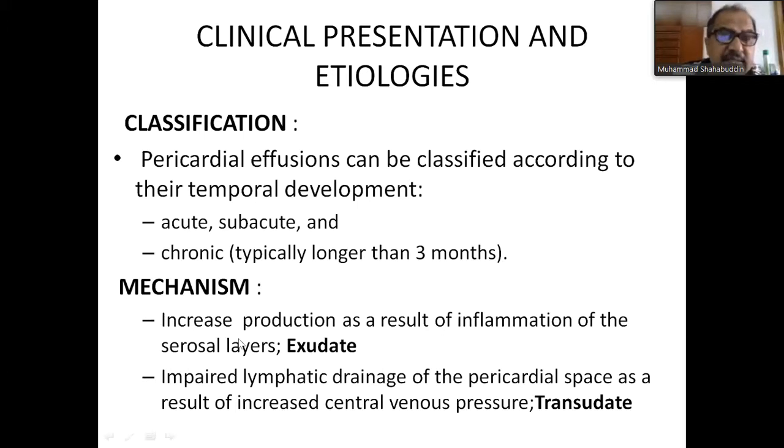And the mechanism: there is increased production, either by exudate or by transudate. Increased production as a result of inflammation of the serosal layer is called exudate, and impaired lymphatic drainage of the pericardial space as a result of increased central venous pressure means transudate. So, depending upon the protein content and the mechanism involved in fluid accumulation, it can be classified into exudate and transudate. But mostly it is incorporated into the mechanism.